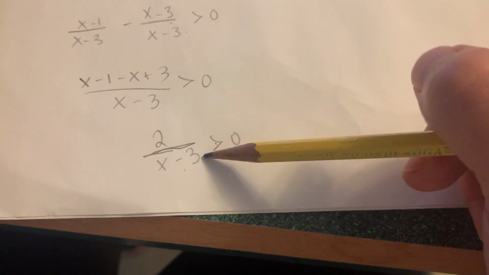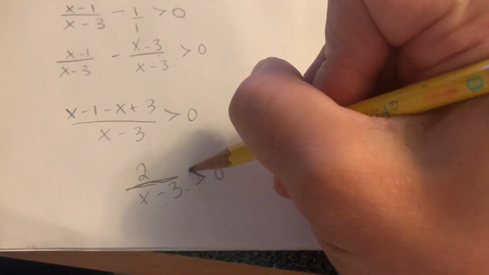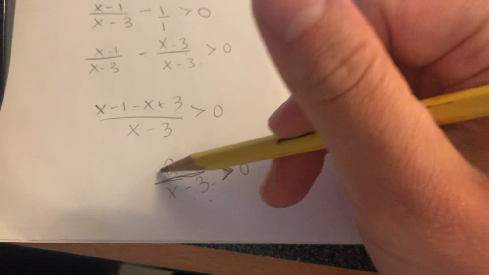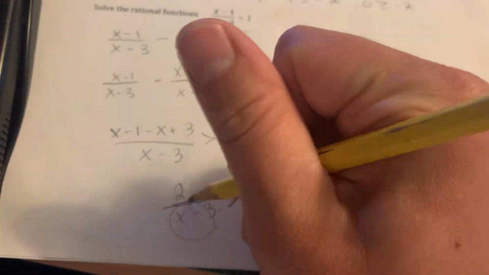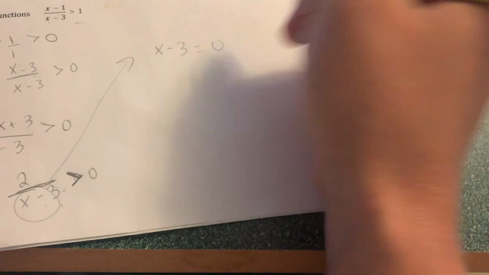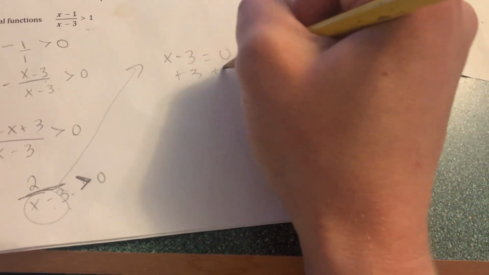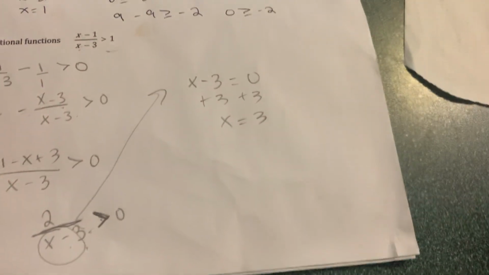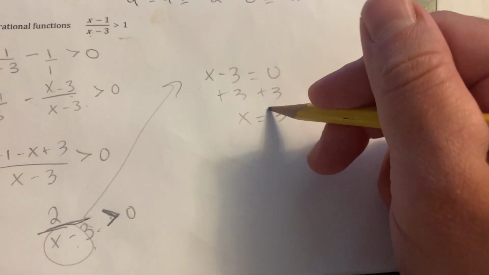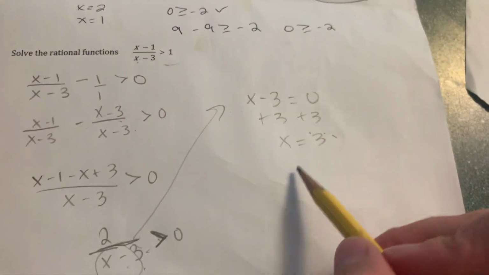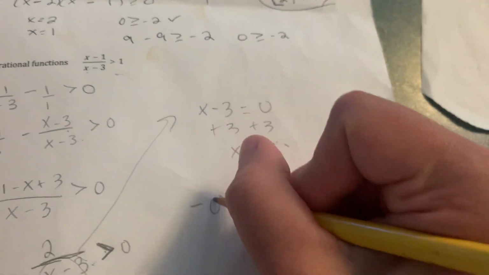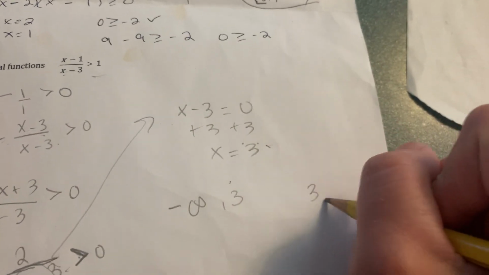So how do you find your critical numbers without having to do all of this? Algebraically, you look and you say, okay, I have a rational function, and something crazy happens when my denominator becomes a 0. So when will my denominator become a 0? When x is 3. If x is 3, then that's not good. So this is called your critical number. So that's where you're going to get your intervals from. So you're going to have from negative infinity to 3, and then from 3 to infinity.